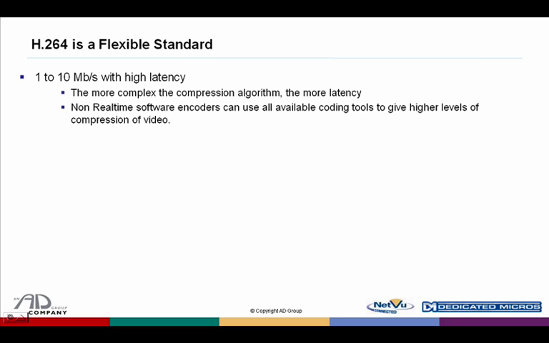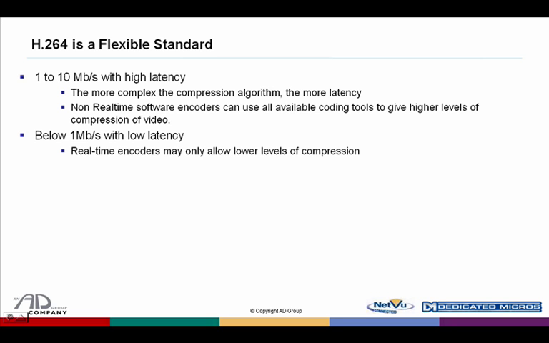It'll add time delays within the system. We can use non-real-time software during the encoding process and use all of the coding tools within the H.264 armory to give high levels of compression of that video. In the lower bandwidth scenarios, typically below a megabit per second, then they're probably going to be low latency because we'll be using real-time encoding, but that will mean that we'll achieve far lower levels of video compression as a result, because we aren't using the full suite of tools at our disposal, because we need to achieve things in real time.